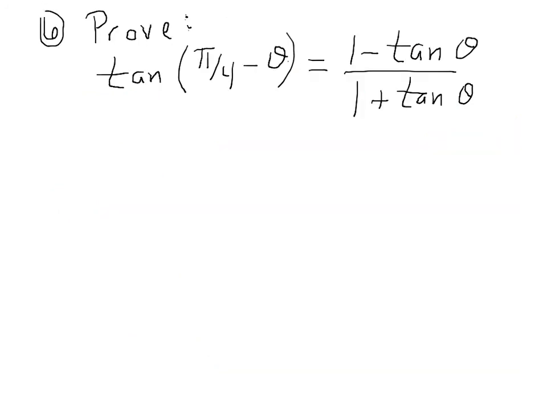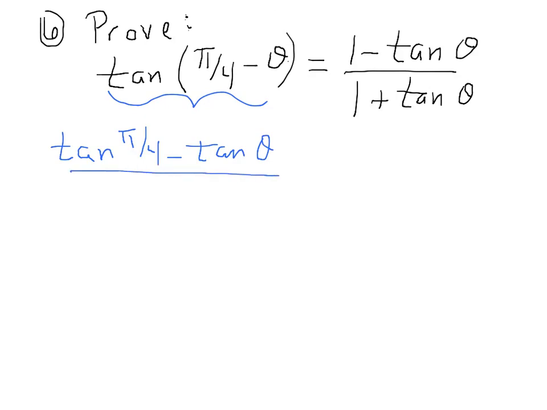All right, number 6, prove. So this is proving or verifying the identity, which means we're going to work with one side, leave one side alone. Okay, so let's work with this. Tangent of pi over 4 minus theta. Well, the formula says that that'd be tangent of pi over 4 minus tangent of theta divided by 1 plus the product of the tangents, tangent pi over 4, tangent theta.